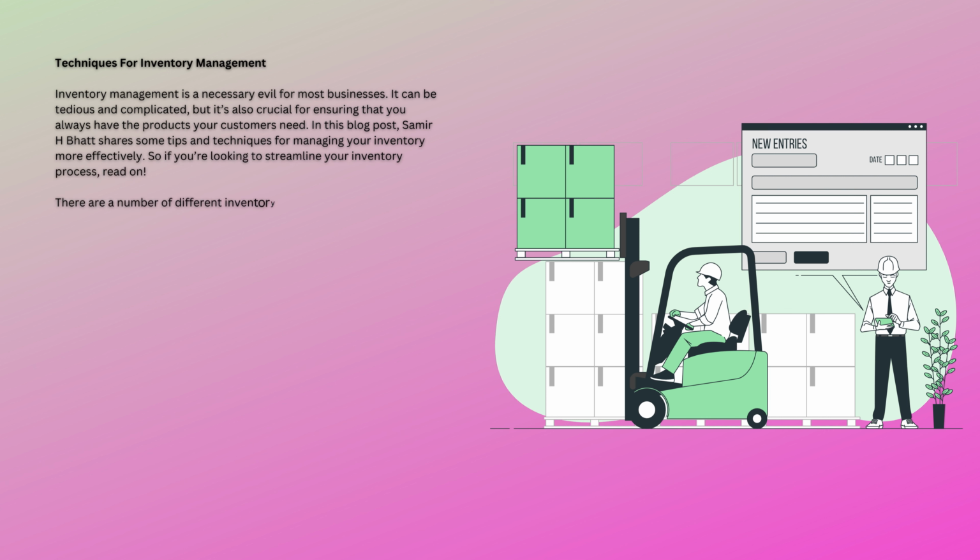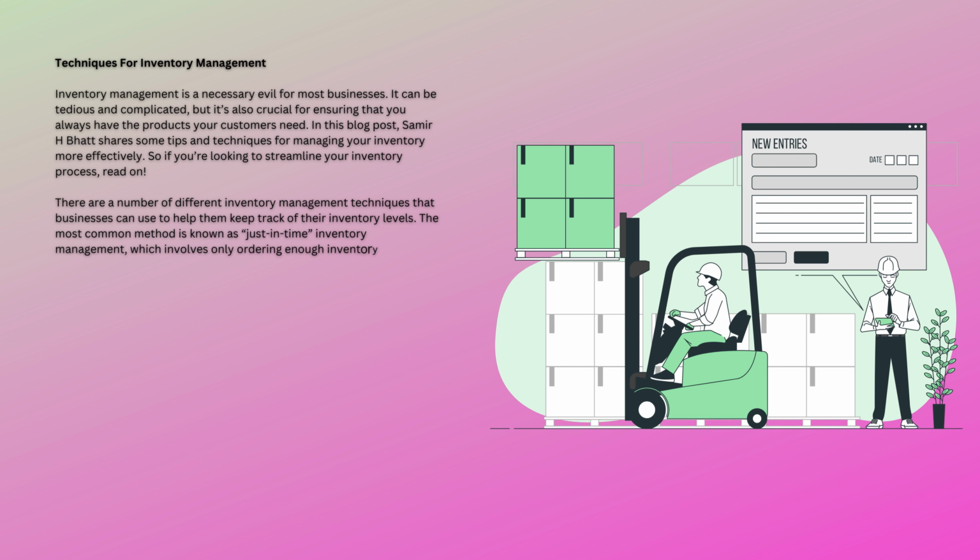There are a number of different inventory management techniques that businesses can use to help them keep track of their inventory levels. The most common method is known as just-in-time inventory management, which involves only ordering enough inventory to meet current customer demand. This approach can help businesses save money on storage costs and minimize the risk of stockouts.